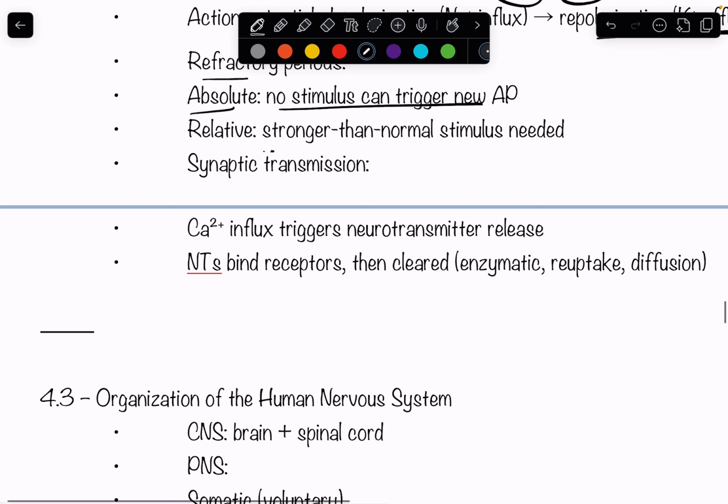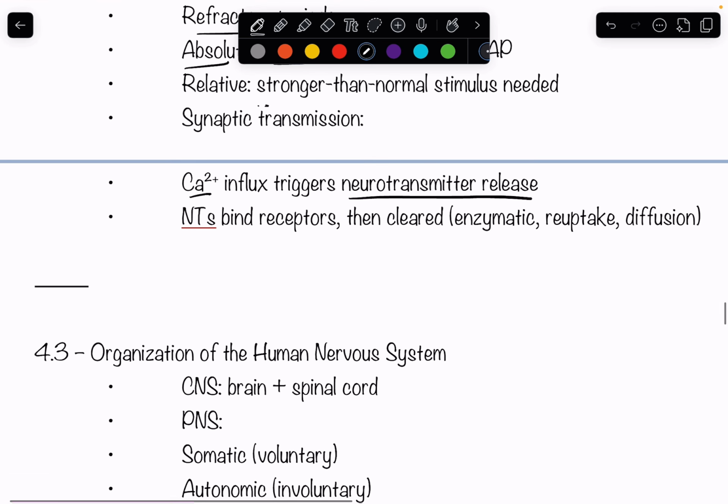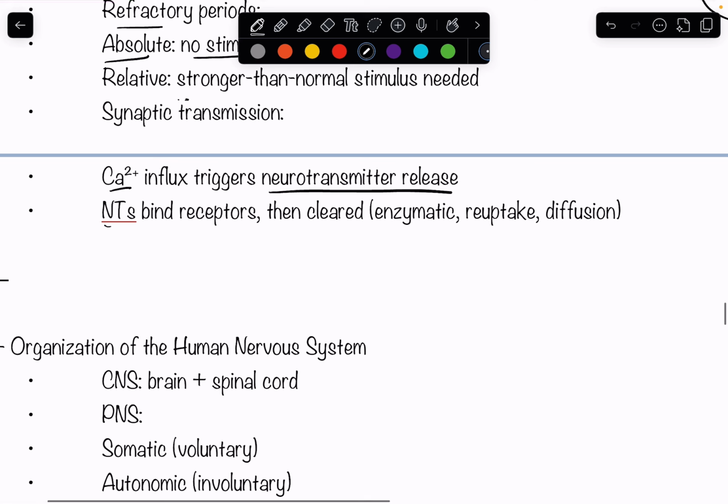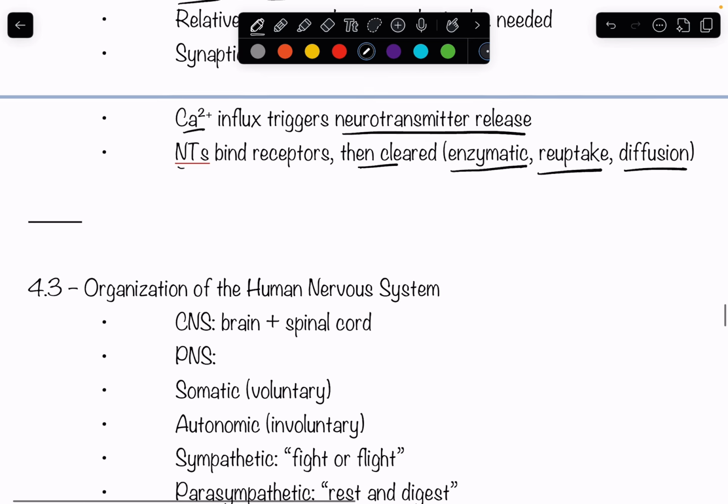And then synaptic transmission is going to be, so your calcium influx triggers neurotransmitter release. Your NTs bind receptors, and then they're cleared. And by the way, NTs means neurotransmitters. And by cleared, I mean they're either broken down by an enzyme, you absorb them back, or they're diffused through your body.